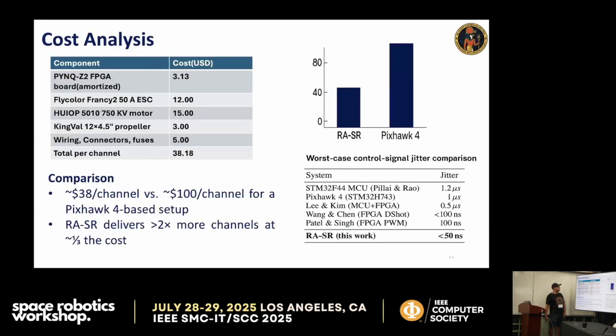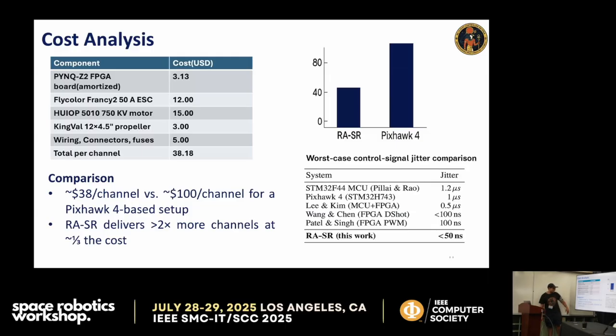Then let's go into the price. So the price here, the FPGA is expensive, but per channel you're talking about $3.13. I like the 17 cents because I calculated 17,000 times. The flight controller's ESC, this is the one we use, which is a 50 amp maximum continuous, is around $12. The motor we're using, the maximum thrust coming from the KV750, is $15 each. And then the propeller, the max propeller that is going to give us the maximum thrust, is around $3. The wiring and connections that I already bought for this experiment was around $5. And then the total of this came to $38.18.